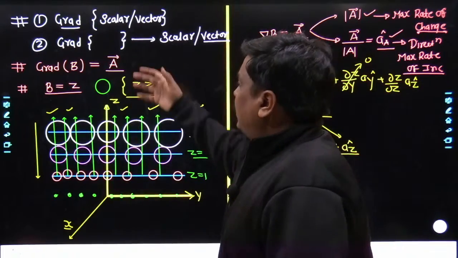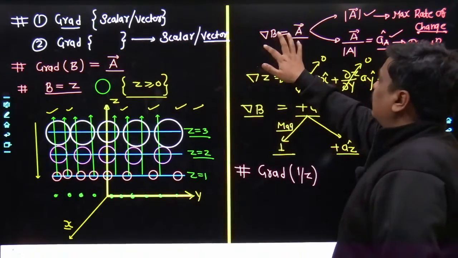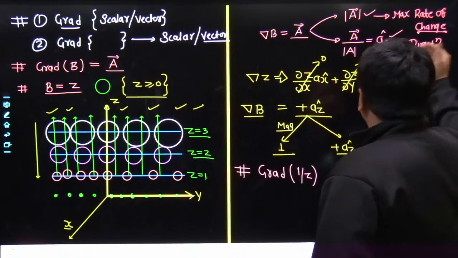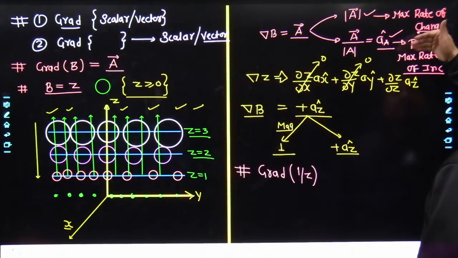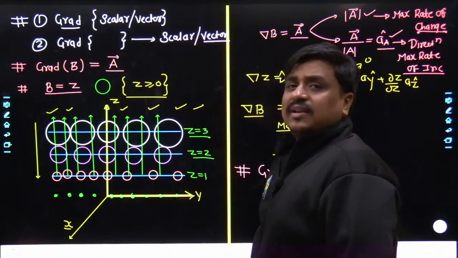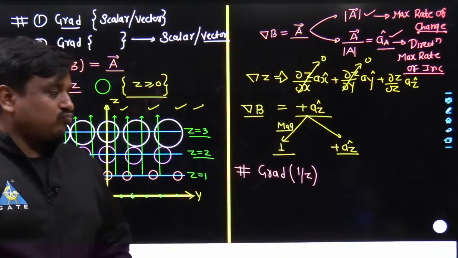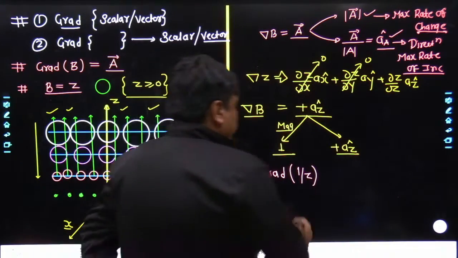Anyways, as I have communicated earlier, whenever we discuss the gradient of any scalar field, the direction is the direction in which the maximum rate of increment takes place. So obviously the increment takes place in this direction, which is the direction of minus Az cap. So you can calculate this.